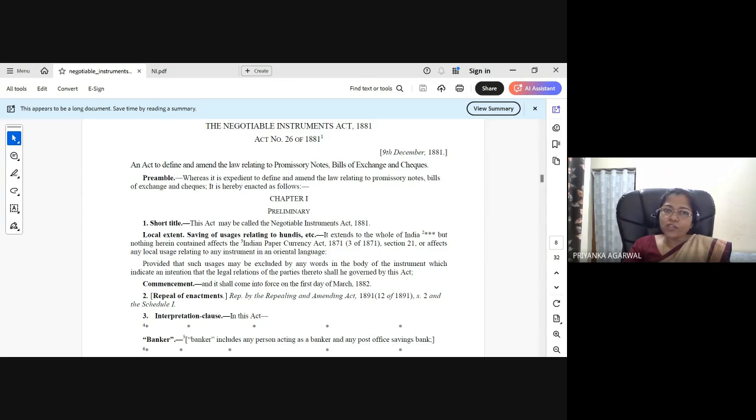But to be a negotiable instrument under the Negotiable Instruments Act, we have to see the preamble plus Section 13. So what does the preamble say? It is to define and amend the law relating to promissory notes, bills of exchange, and checks. But why only these three? There can be many other instruments which can be transferable and can facilitate trade and commerce. So why are only three mentioned?